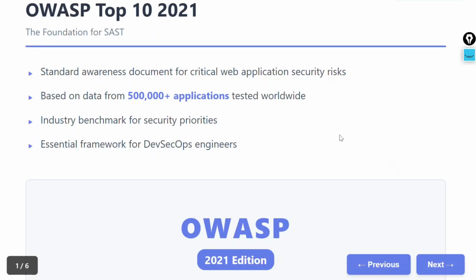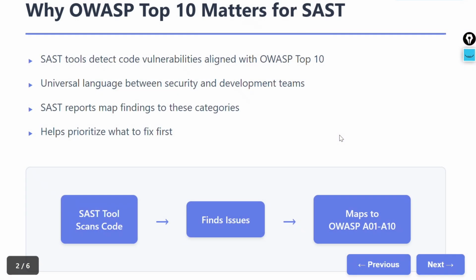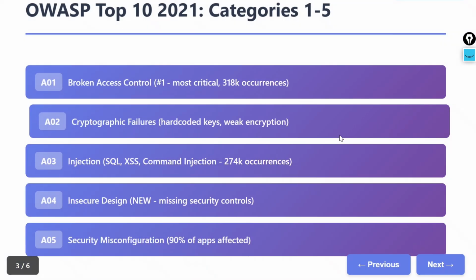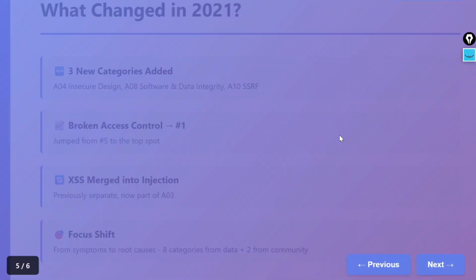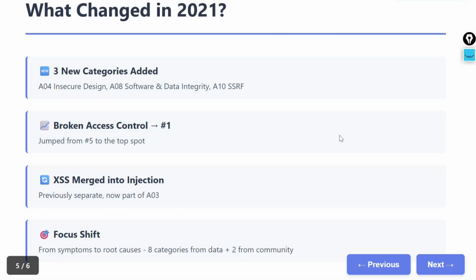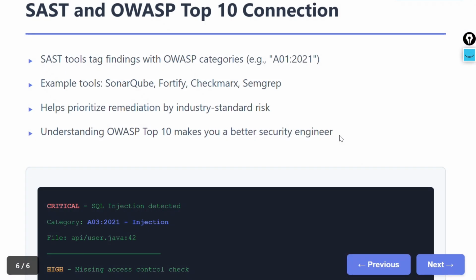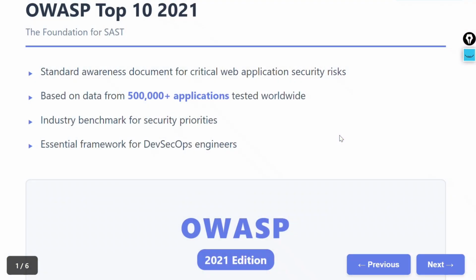As a series on SAST, today we are going to discuss what the OWASP Top 10 for SAST is, and why the OWASP Top 10 matters for SAST. We will cover the list of categories of the OWASP Top 10 for web as per 2021, a brief about that, and what changed in 2021 compared with 2017. We will also see how SAST and the OWASP Top 10 are interconnected, and what is common between the security team and developer team for better security communication. So let us start with this and have a discussion around it.